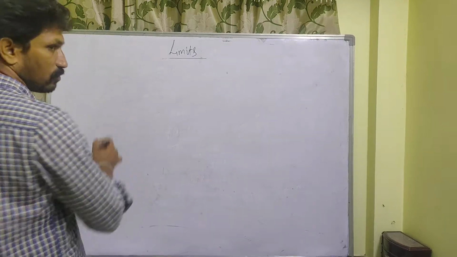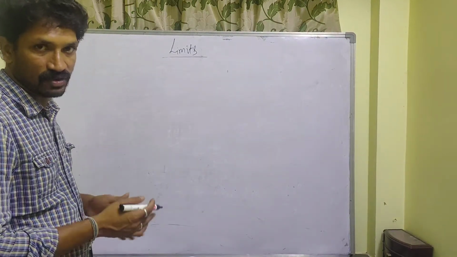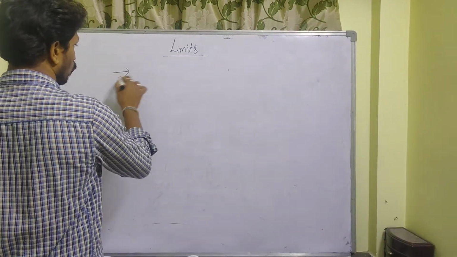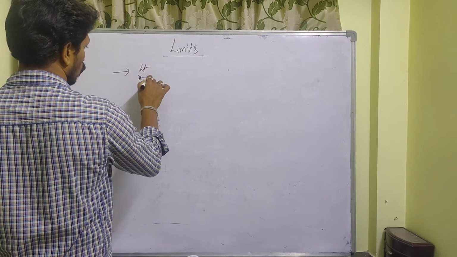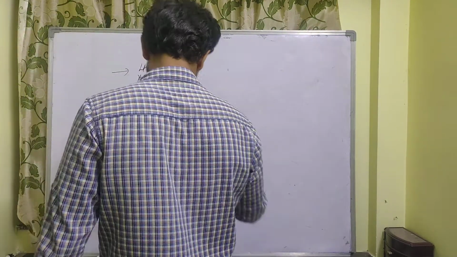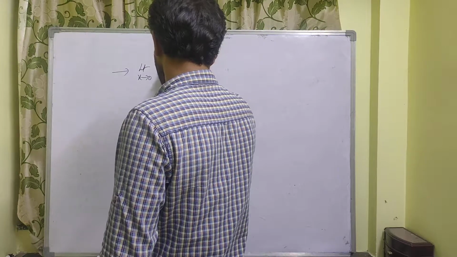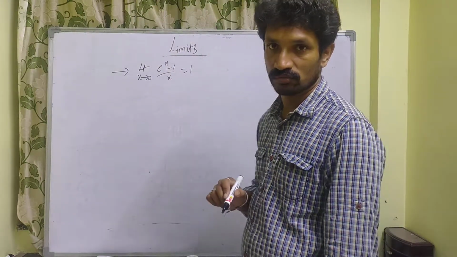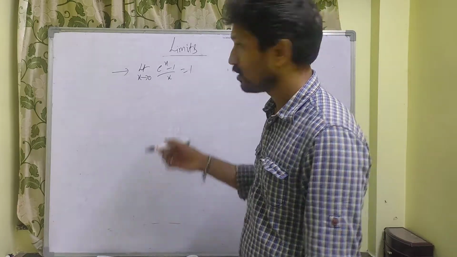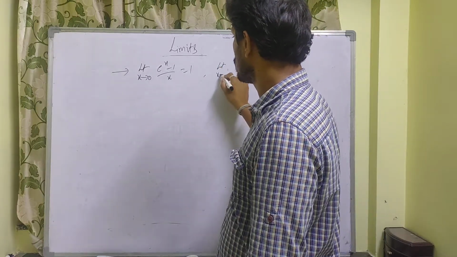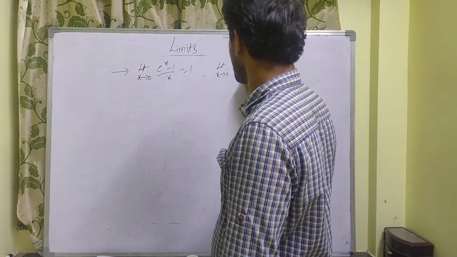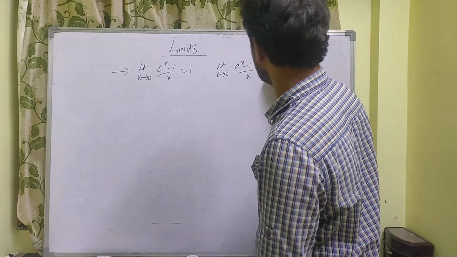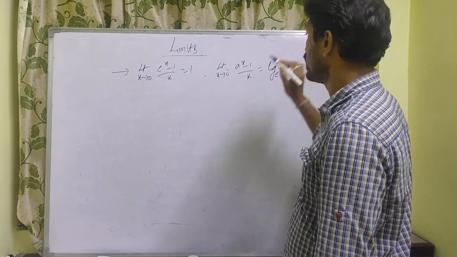Next, I am continuing the previous video. Next one, we know very well, limit x tends to 0, (e^x minus 1)/x is equal to 1. So, you know very well, limit x tends to 0, (a^x minus 1)/x is equal to log a to the base e.